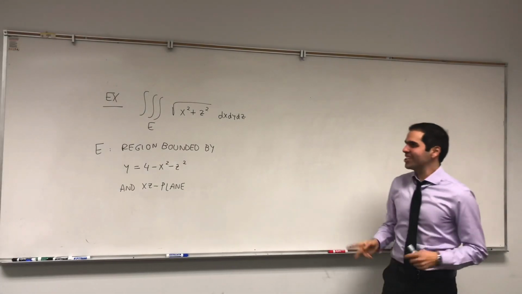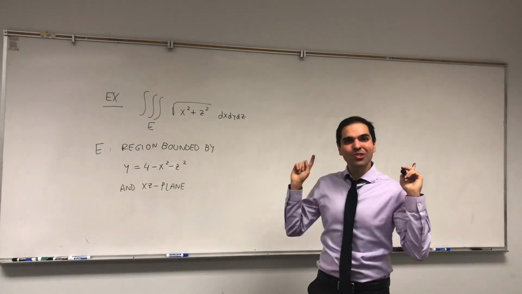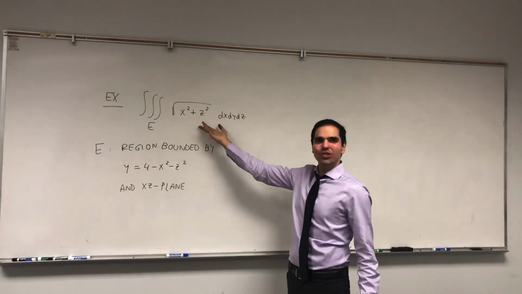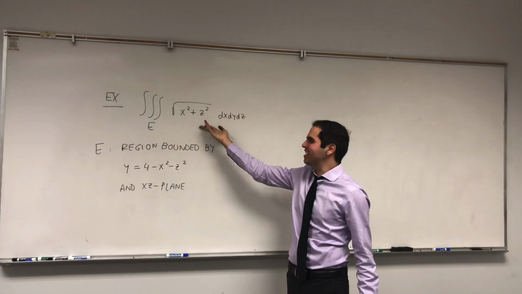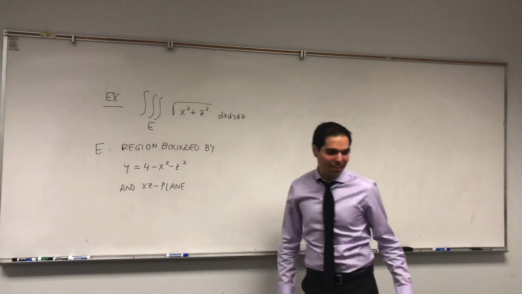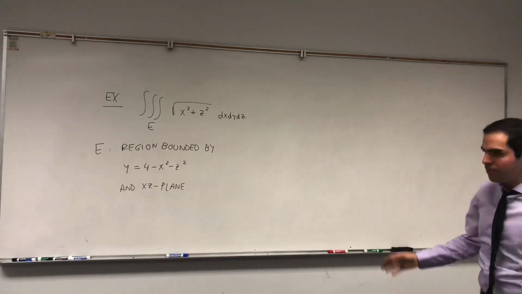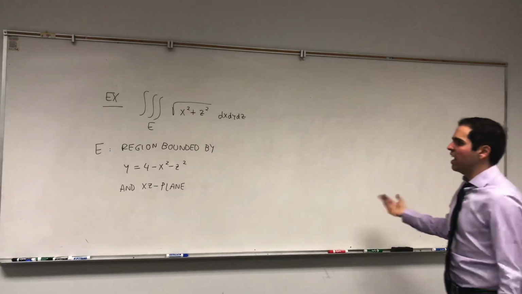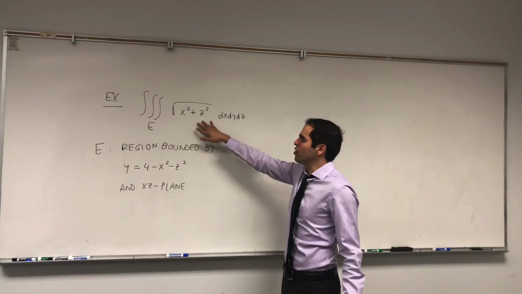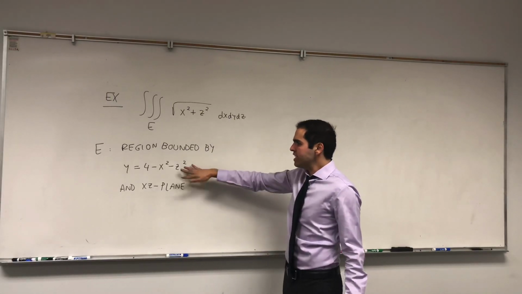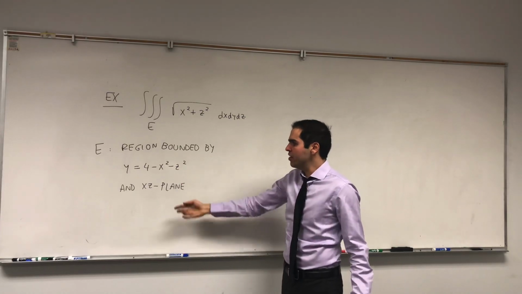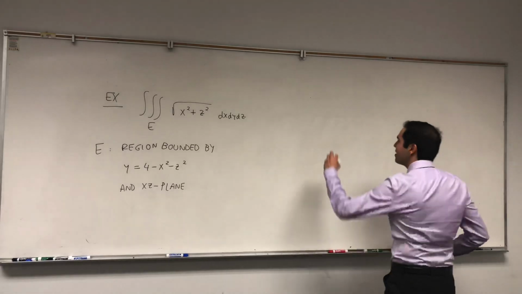Alright, thanks for watching, and today I will do two things at the same time. I will first introduce you to cylindrical coordinates, and also I will show you how to do integrals in different directions. So let's try to figure out the triple integral of the function square root of x squared plus z squared, where E is the region bounded by this weird figure and the xz plane.